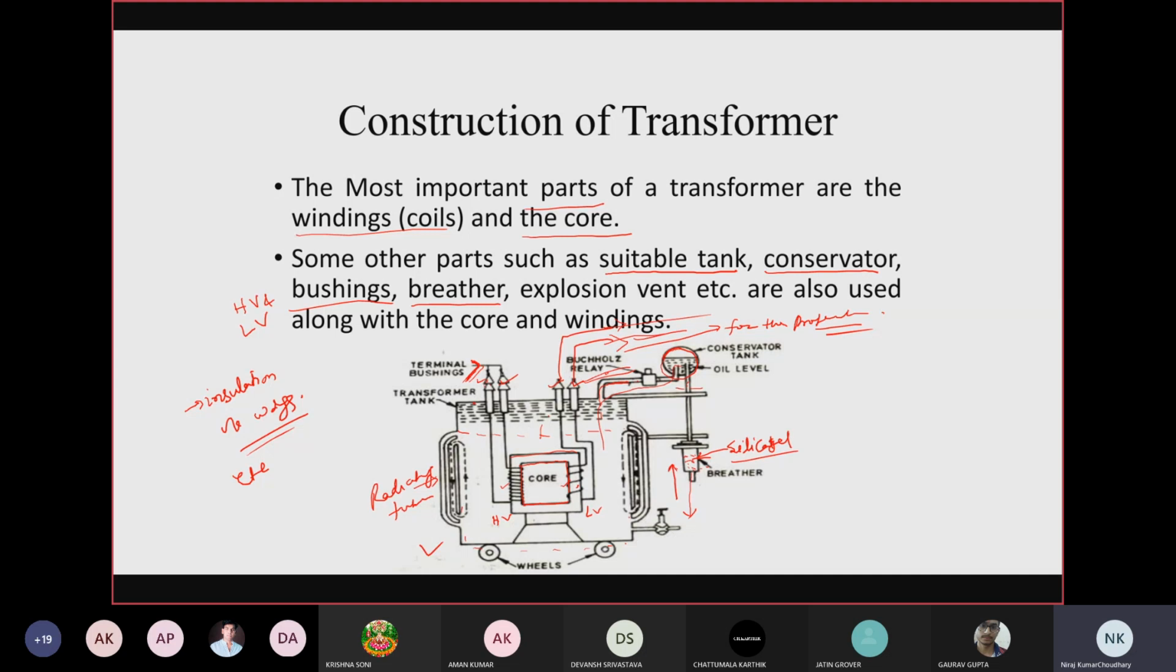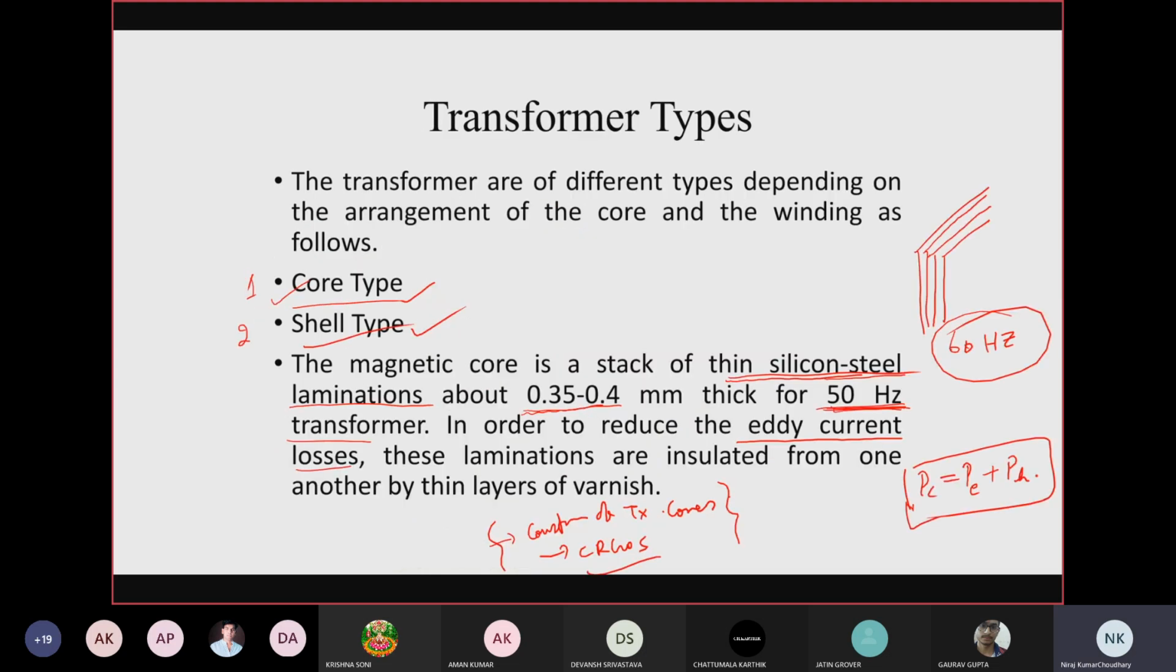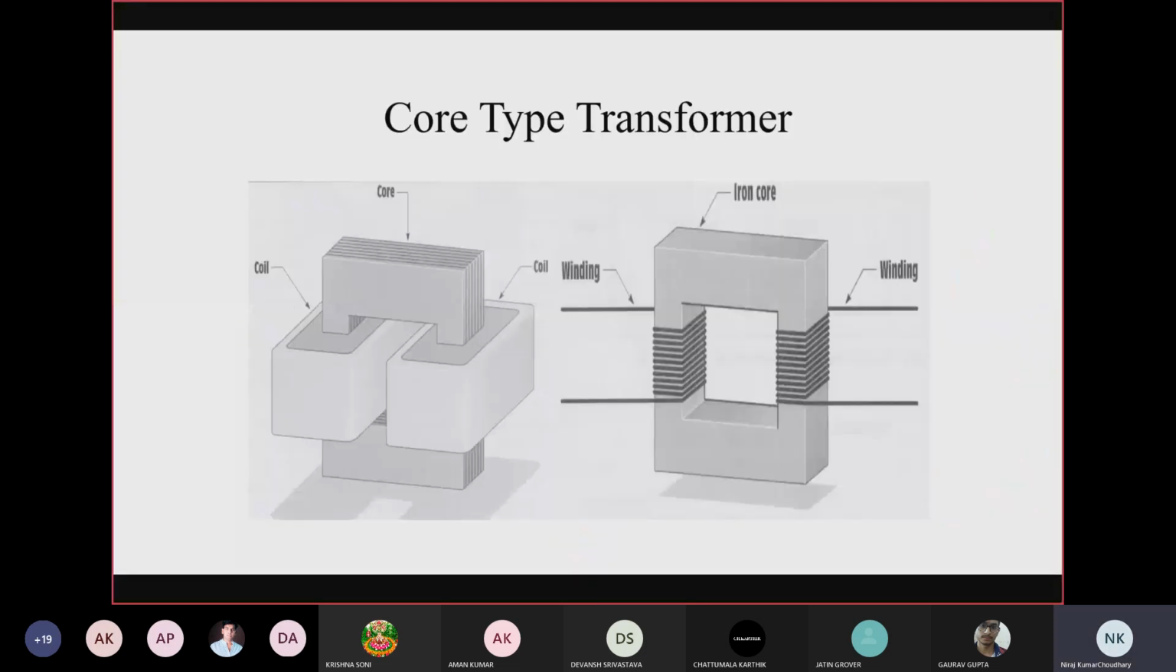Now we will discuss in detail about each and every component in the subsequent sections. So these are the different parts of a single phase transformer. Now depending upon the construction of the core, the transformer is of two types. First one is your core type transformer, and second one is your shell type transformer. So we will discuss about this core type and shell type transformer.